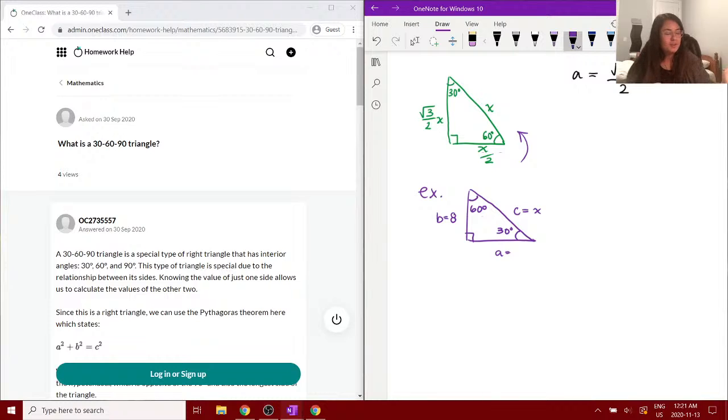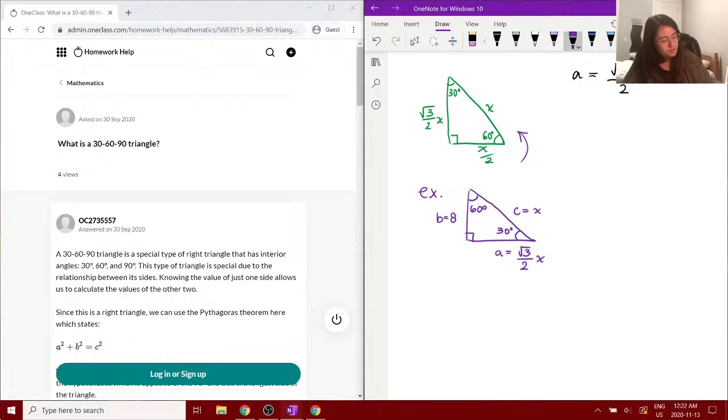Okay, so now we have to learn how to apply this rule I'm about to talk about. So A is across from the 60 degrees, and in our special triangle here in green, we see that across from the 60 degrees we have root 3 over 2. So that is how we know what side we're talking about. We're referencing it by the side that is across from the angle, okay?